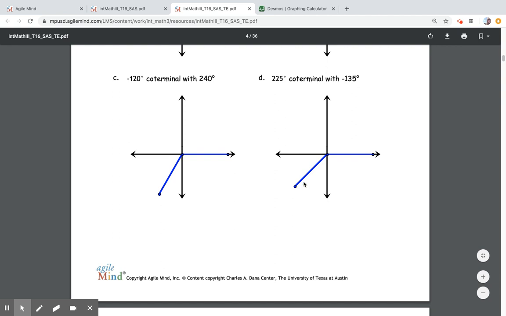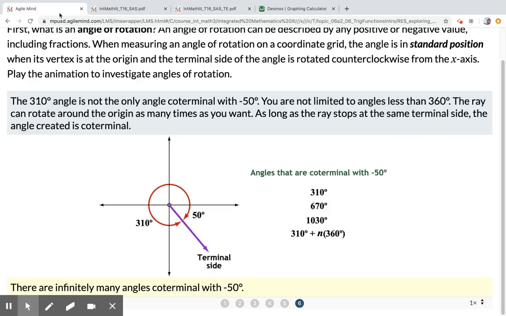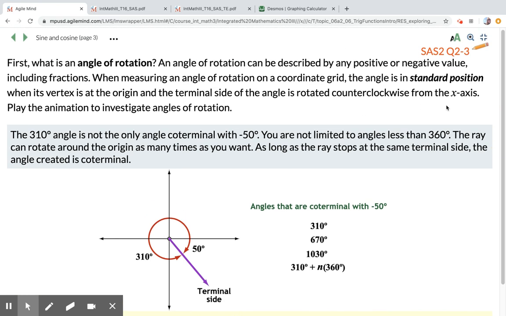It is coterminal with a negative 135, or if you'd added 360, which you could have done, that would have given you a positive, oh gosh, I have to think, 585 degrees. I think I added that right. Yay. I hope I did. All right, guys, I think you got the idea with this coterminal stuff. So we have just a little bit further we're going to go.